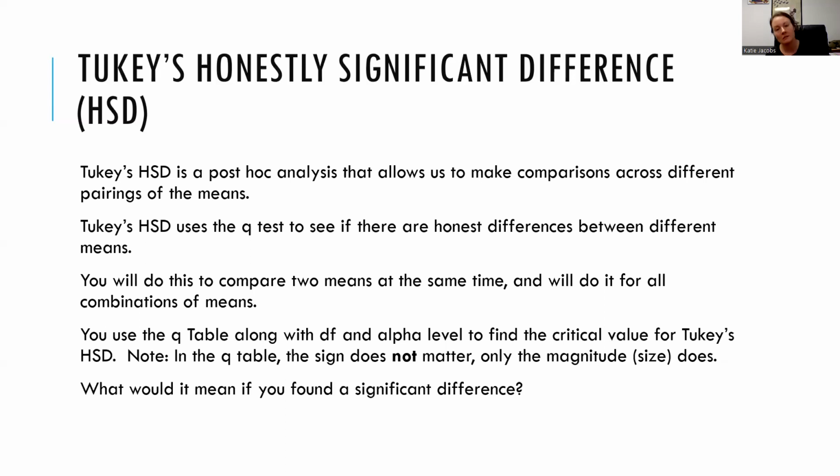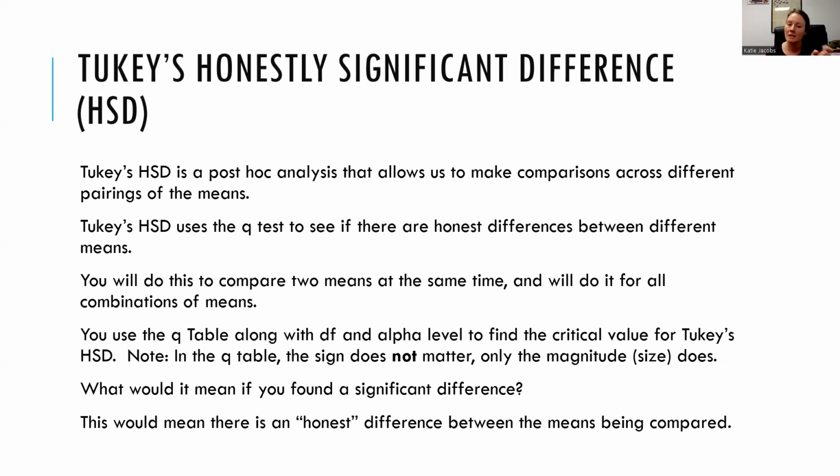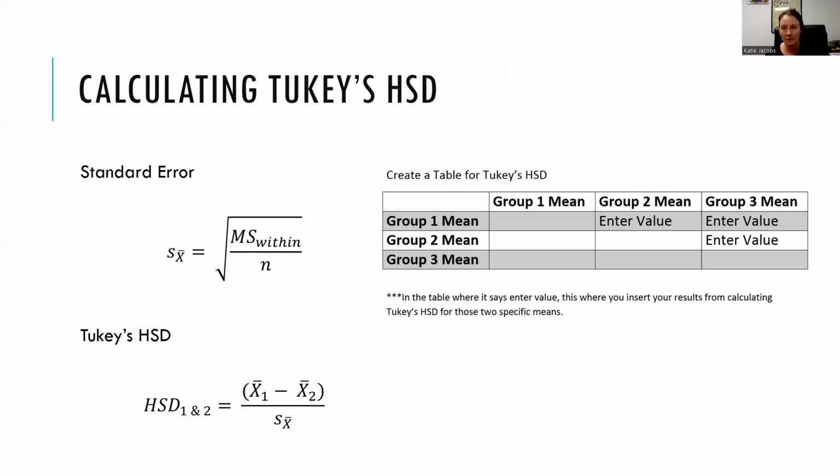So what would it mean if, doing these follow-up analyses, these Tukey's honestly significant difference tests, we found a significant difference? This would mean there's an honest difference between the means being compared. Okay, and so the way that you do this is you have to calculate your standard error. The way we do that, it's the square root of our mean squares within divided by our sample size.